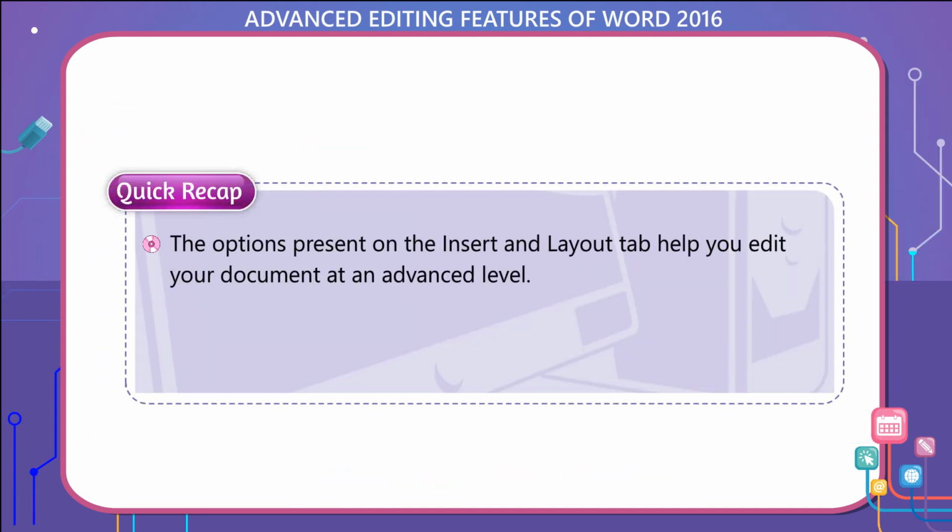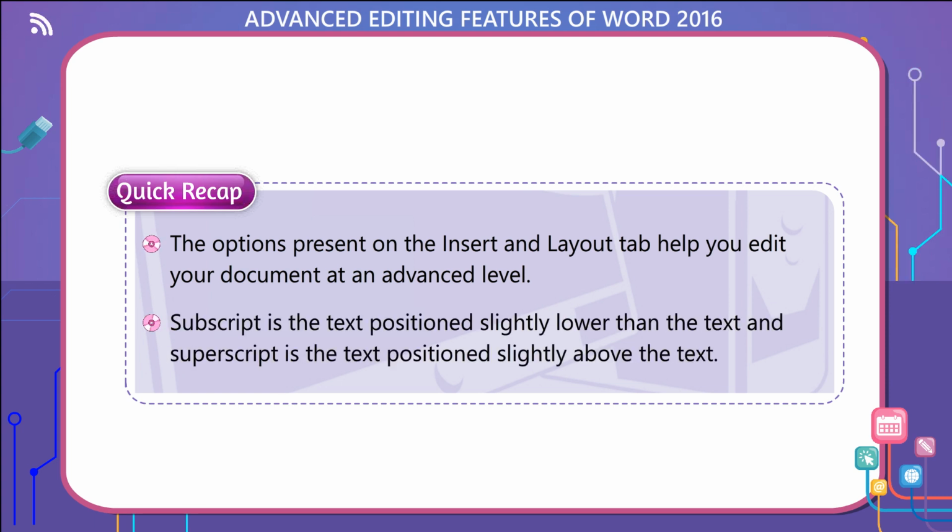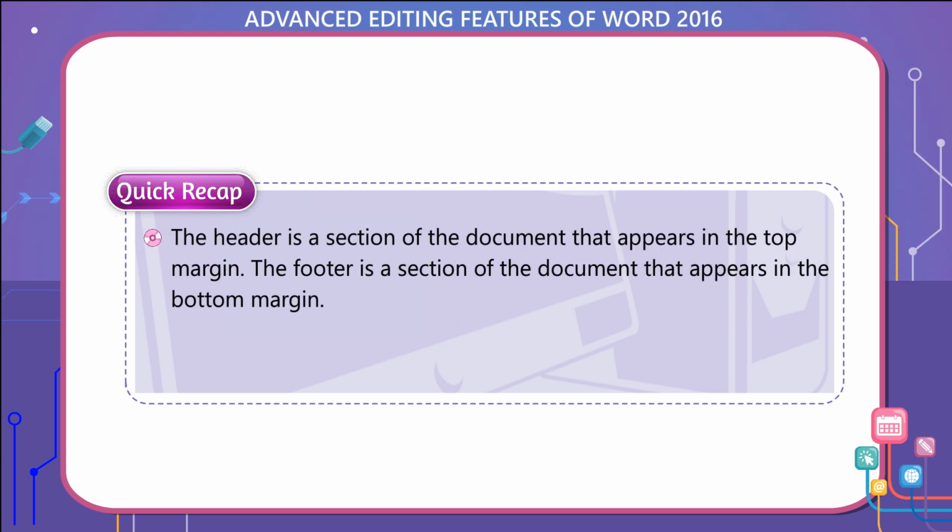Quick recap. The options present on the Insert and Layout tabs help you edit your document at an advanced level. Subscript is text positioned slightly lower than the normal text, and superscript is text positioned slightly above the normal text. The header is a section of the document that appears in the top margin. The footer is a section of the document that appears in the bottom margin.